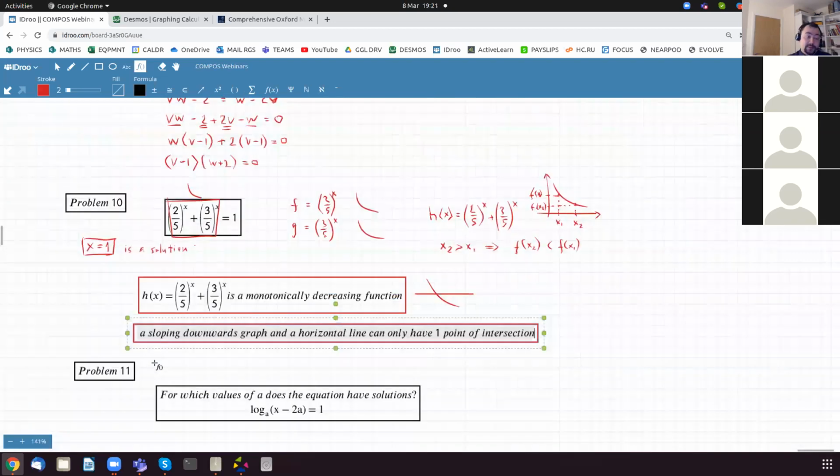In this particular scenario, it was very easy to guess 1. Now, if it's not easy to guess, you can use trial and error. You can use the Newton-Raphson method or any numerical method that allows you to arrive at the solution. The problem was proving that there's only one, and there can only be one because one is a downward sloping function, one is a horizontal line. And if you want to confirm it, do it on Desmos.